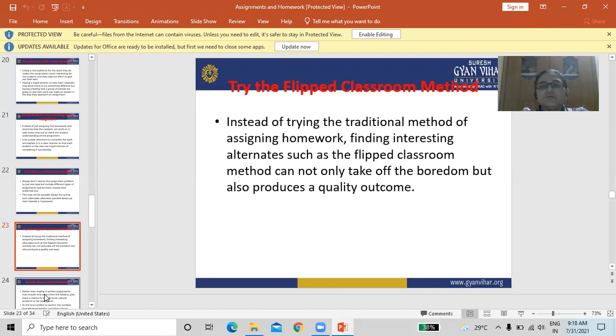Try the flipped classroom method. Instead of trying the traditional method of assigning homework, finding an interesting alternative such as the flipped classroom method can not only take off the burden but also produce a quality outcome.